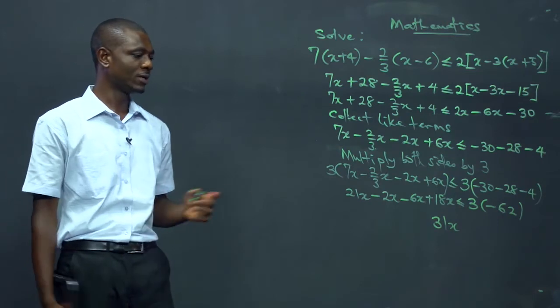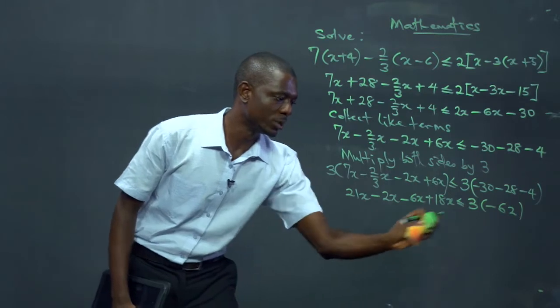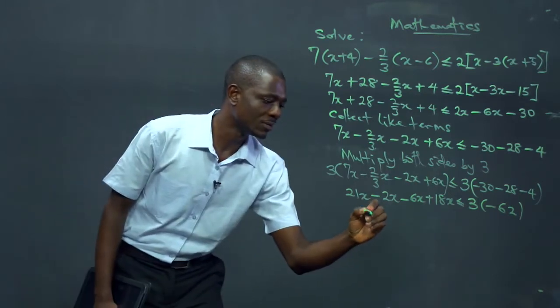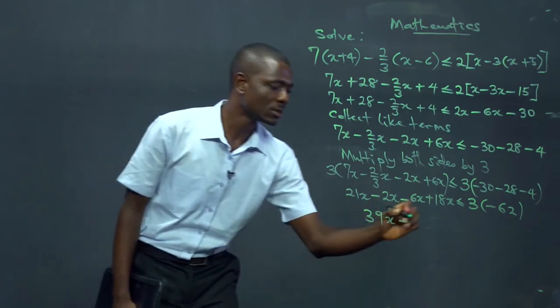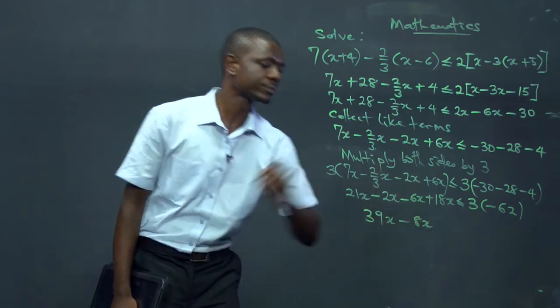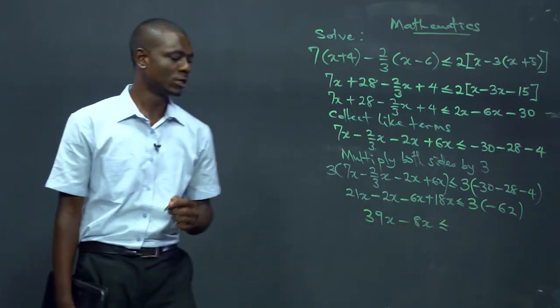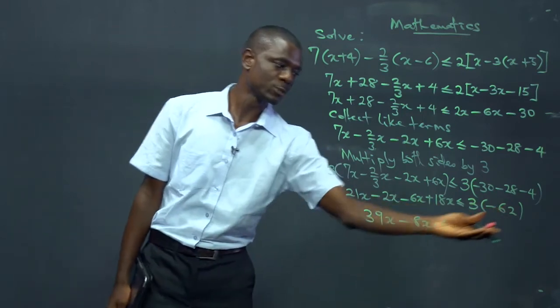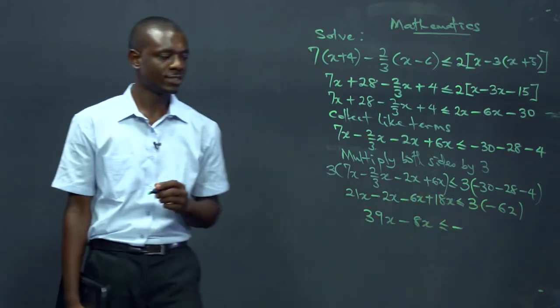That's what I think you would have. 39x minus 8x. Let's put it this way. It means you have 39x minus 8x less than or equal to. Now we can expand this. Plus times minus still remains minus, it never changes.